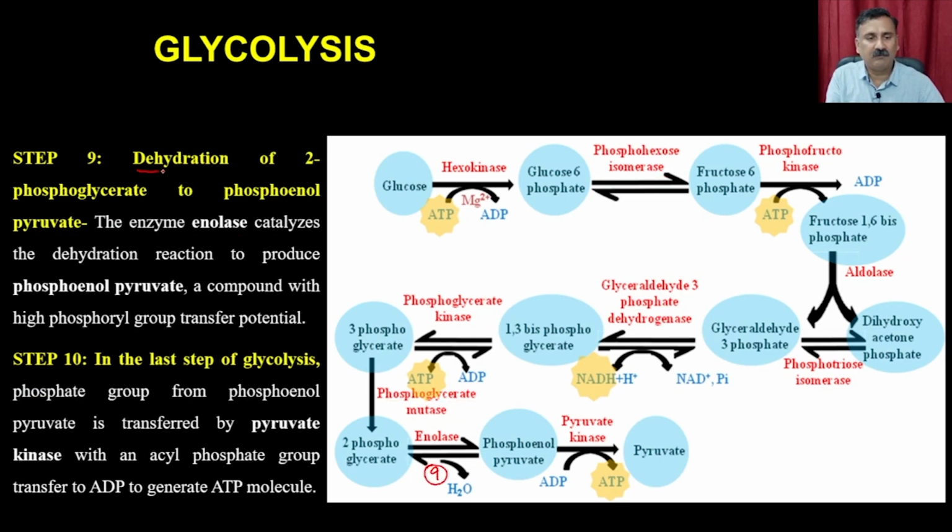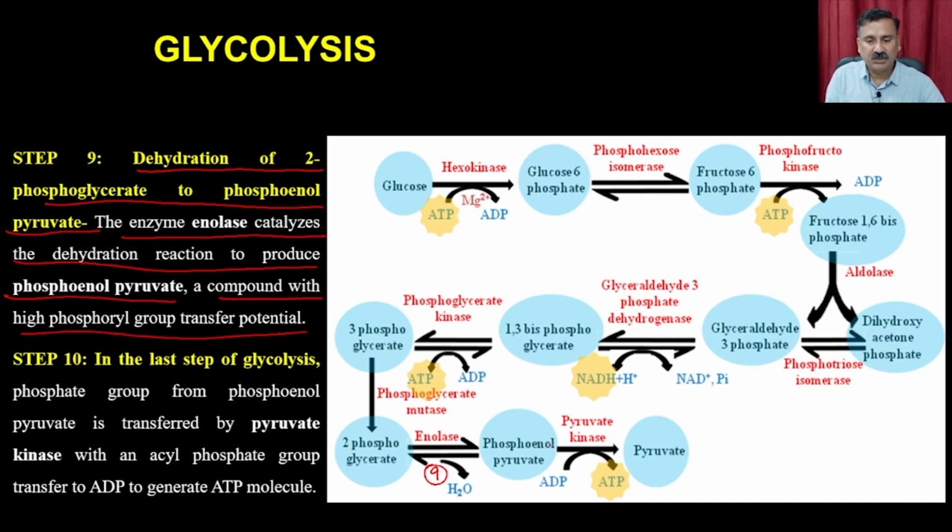Then in step number 9, you have the dehydration reaction. In the dehydration of 2-phosphoglycerate to phosphoenolpyruvate, the enzyme enolase catalyzes the dehydration reaction to produce phosphoenolpyruvate, a compound with a high phosphoryl group transfer potential. Now in the last step, step number 10, you utilize an enzyme called pyruvate kinase, and with the help of pyruvate kinase, the phosphate group from phosphoenolpyruvate is transferred by an acyl group transfer to ADP to generate ATP.